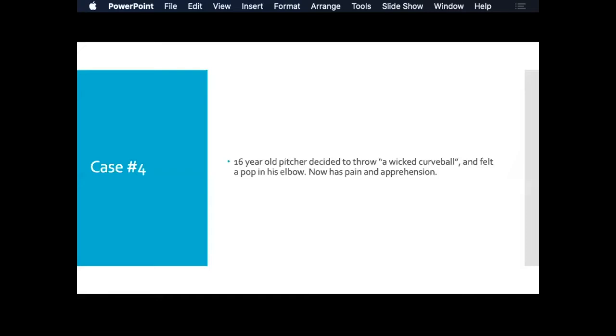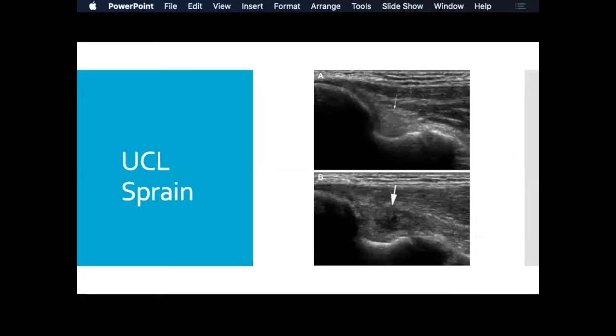Next slide. A 16-year-old pitcher decided to throw a wicked curveball and felt a pop in his elbow. Now he has pain and apprehension in that elbow. So this is UCL sprain, and I'll show you how to get that image. This is a little bit technically more difficult to see, but particularly on that bottom image, you can see the top image is showing you an intact UCL in the elbow. And the bottom image shows you disruption of that ligament, and then the fluid in between. Next slide.